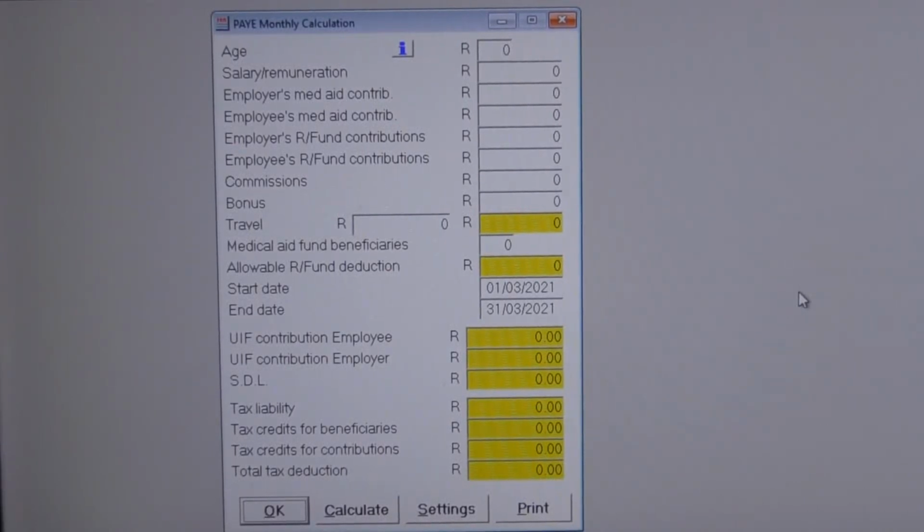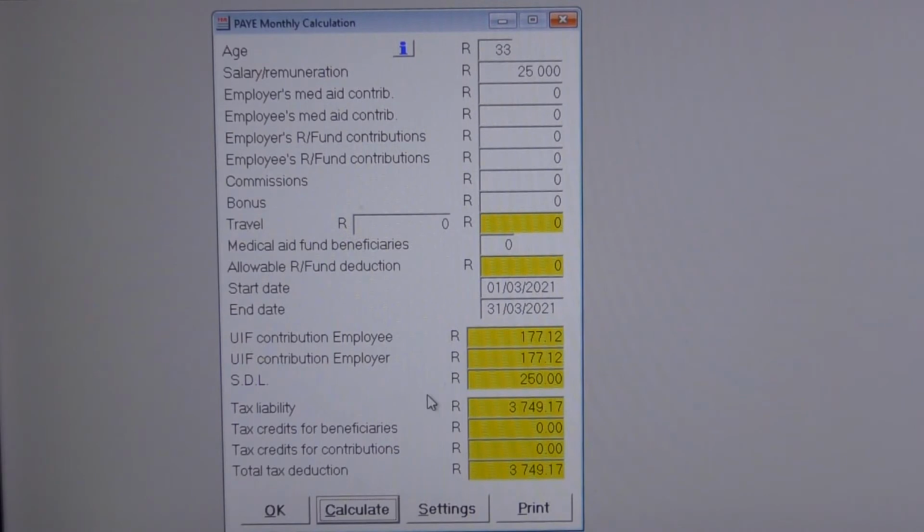This monthly pay-as-you-earn calculator allows us to check the SDL, pay-as-you-earn, RF deductions and medical tax credits on a monthly salary advice, and shows the effect that contributions to medical aid funds and retirement funds can have on tax deducted at salary source. Our first example shows how an employee earning a salary of 25,000 Rand per month will pay tax of 3,749 Rand on the 25,000 Rand.